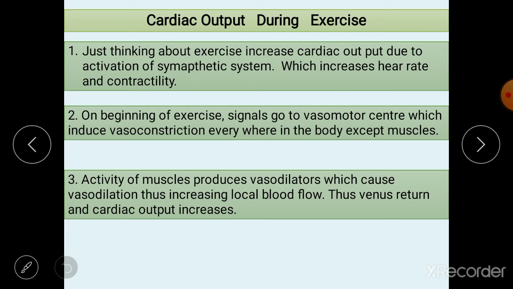So when there is increased local blood flow in the muscles because of vasodilation, there is going to be increased venous return and increased cardiac output, and this increased cardiac output is going to help you during exercise to meet the raised demands of the muscles.